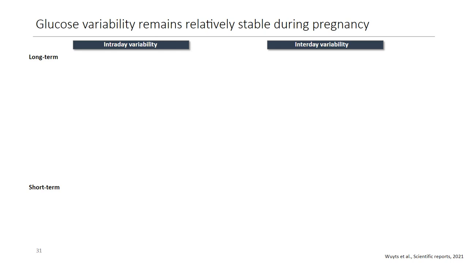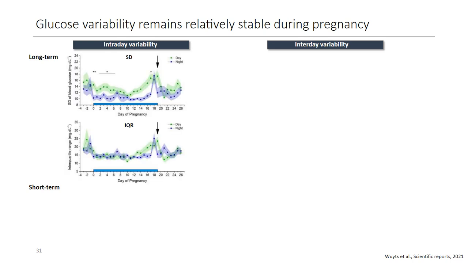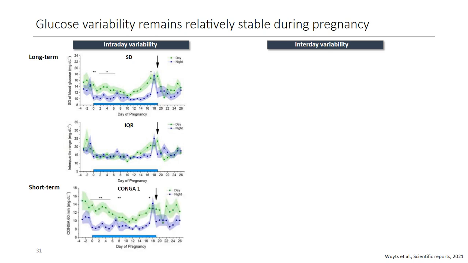So you can measure the intraday variability, and we measured long-term intraday variability by taking the standard deviation and the interquartile range. However, you can also measure the short-time intraday variability, and an example of this is CONGA-1, which gives a measure of the variability over 1 hour, and the standard deviation and the interquartile range give an idea of the variability per 12 hours or per day or per night.